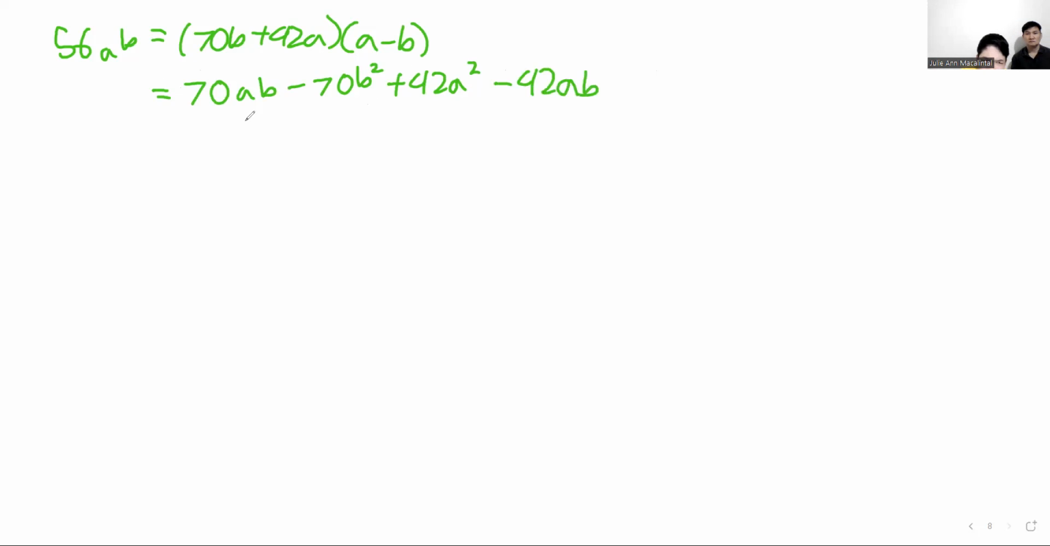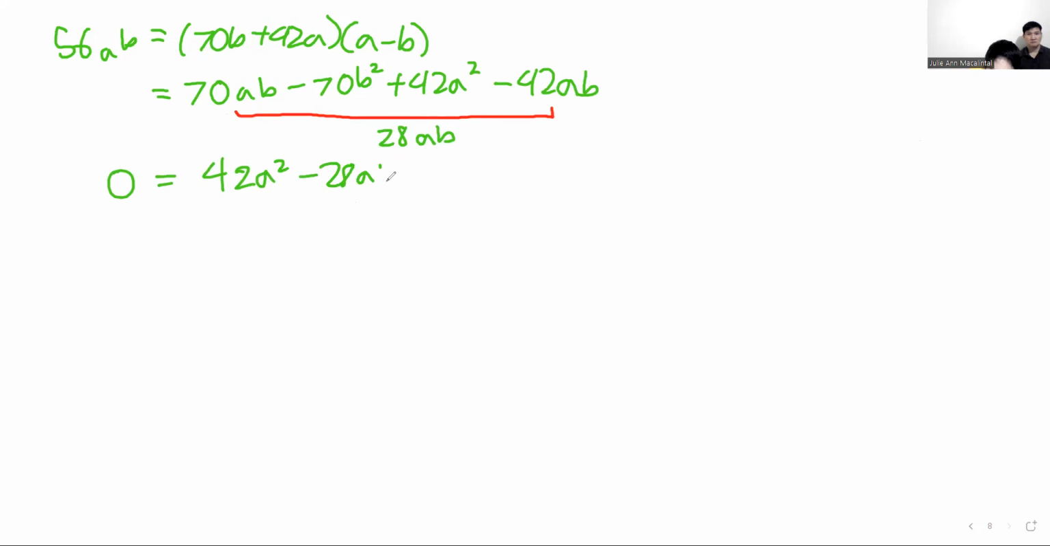Combining these like terms similarly as before, just a little different because we didn't factor it. 70 minus 42 is 28AB. And then this one is 56AB. So we can bring it to the other side: 28 minus 56, but it's negative 28 anyway. So 42A squared minus 28AB minus 70B squared is equal to 0.